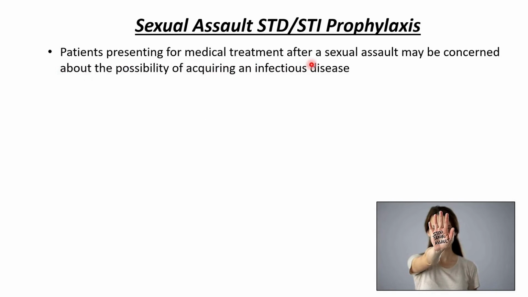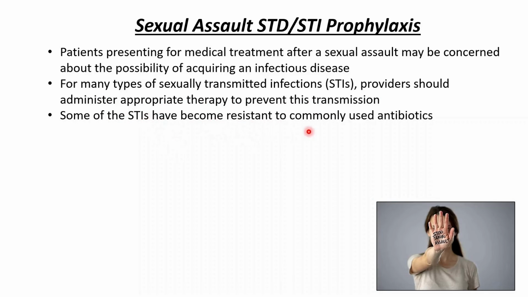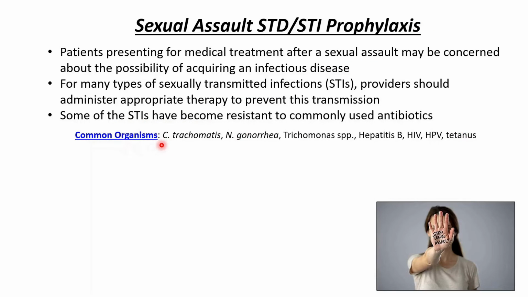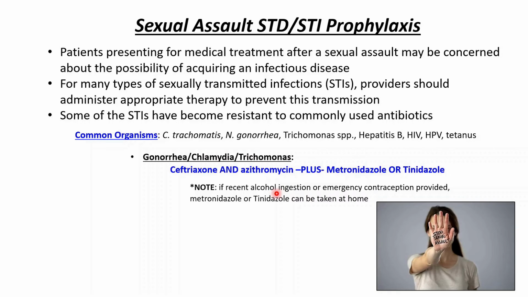Patients presenting for medical treatment after a sexual assault may be concerned about the possibility of acquiring an infectious disease. For many types of STIs, providers should administer appropriate therapy to prevent this transmission. However, some of the STIs have become resistant to commonly used antibiotics. Common organisms include C. trachomatis, Neisseria gonorrhea, Trichomonas species, hepatitis B, HIV, HPV, and tetanus. Gonorrhea, chlamydia, Trichomonas can be treated with ceftriaxone and azithromycin plus either metronidazole or tinidazole. If there's a recent alcohol ingestion or emergency contraception has been provided, metronidazole or tinidazole can be taken at home.